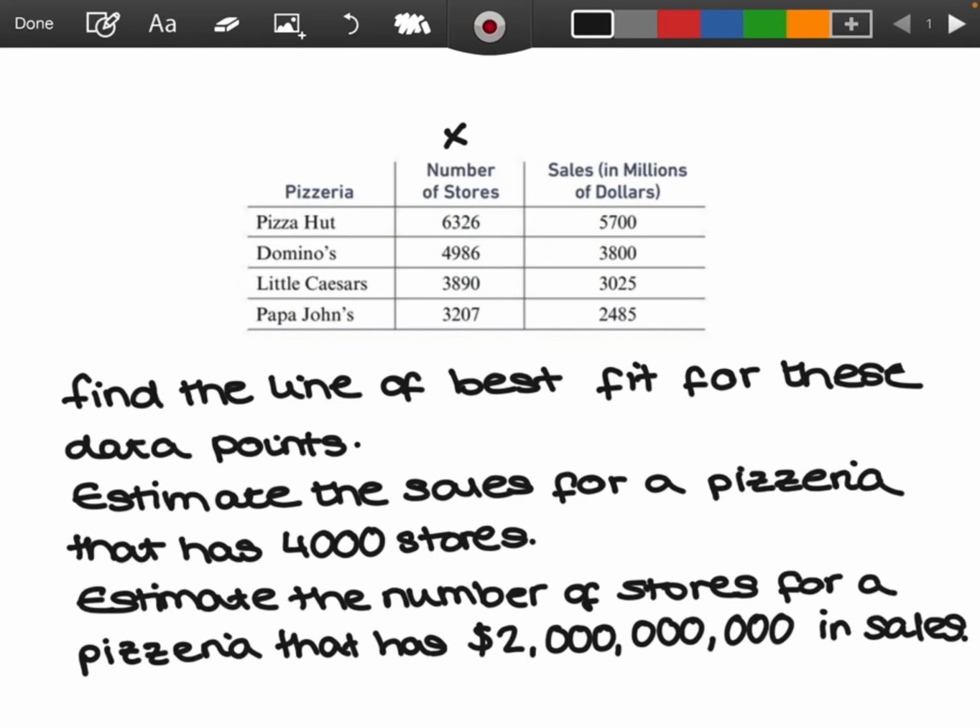And then we're going to use that line of best fit to estimate the sales if we think that this particular pizzeria has 4,000 stores, and then we're going to go the other way and estimate the number of stores that are needed in order for the sales to be $2 billion, which, if we look, our sales are in millions of dollars. So that's going to be 2,000 million.